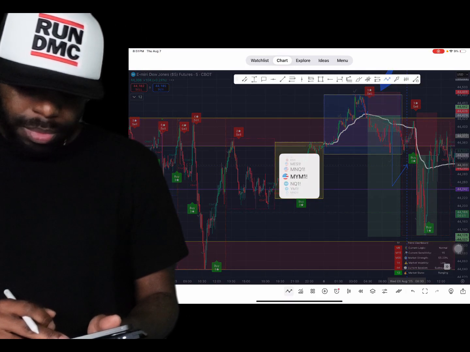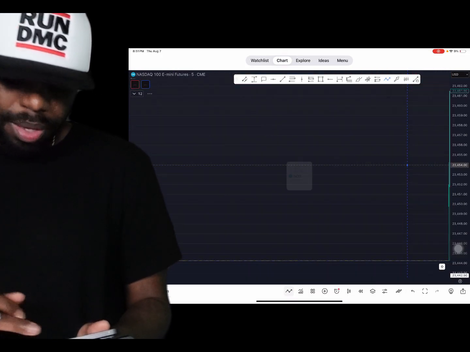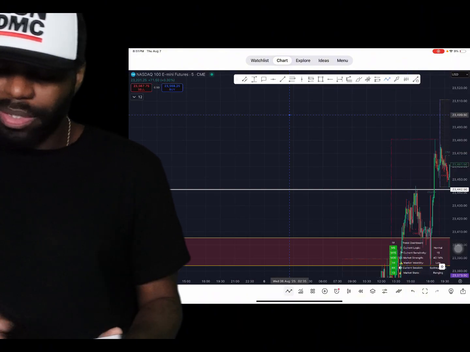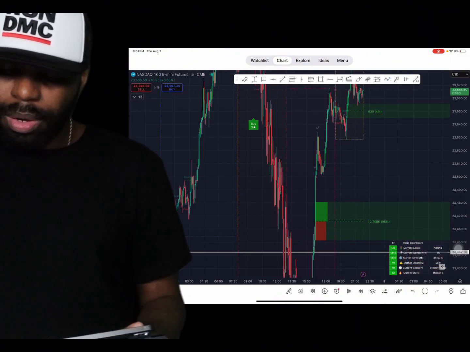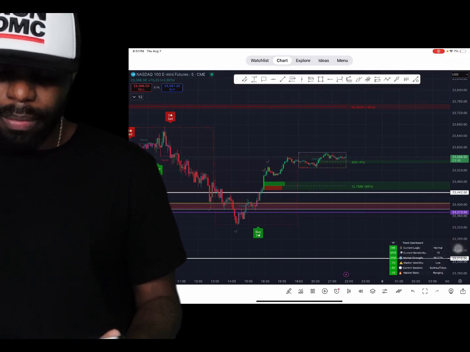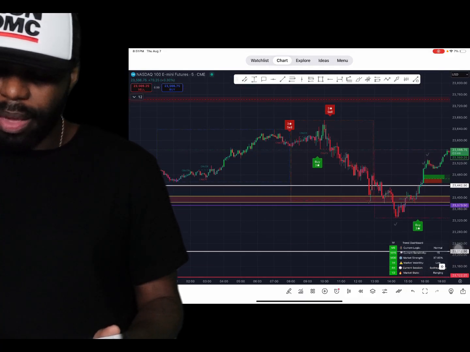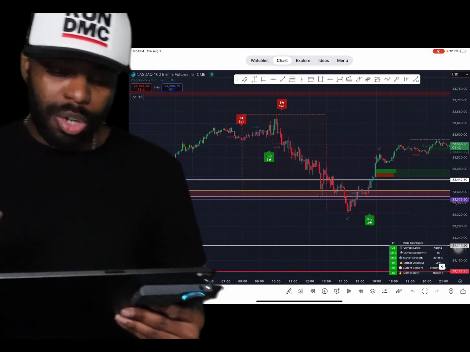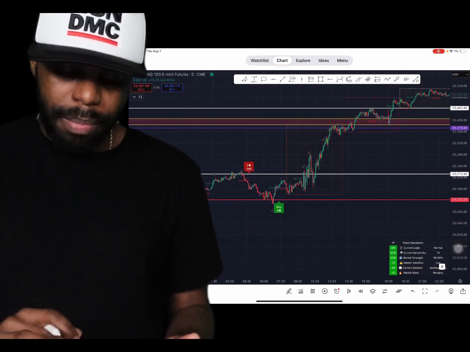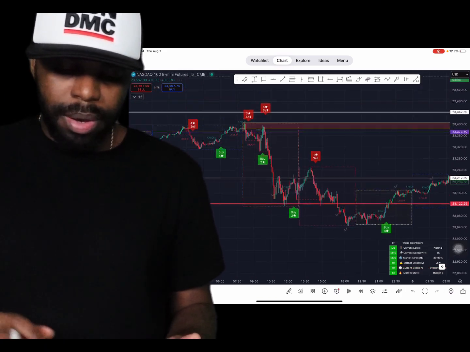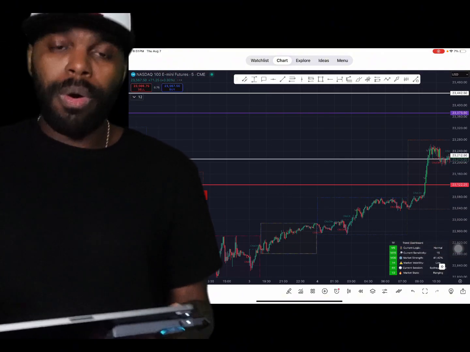Let's see if we can look at other assets. We got some buy signals here, sell signals there. As you can see, these Shark Algo signals are kind of on point. You got a buy signal there, went all the way up there. Sell signals there. You see that? I can go on and on.